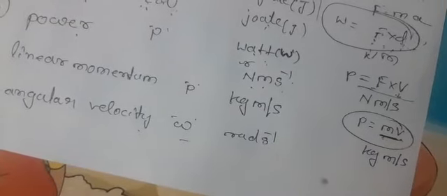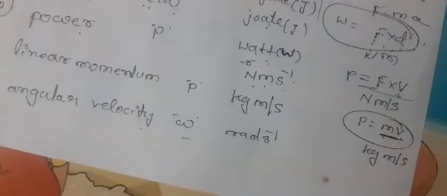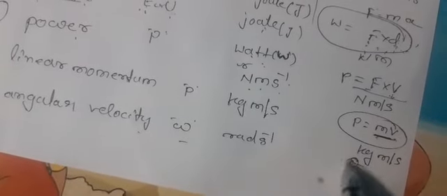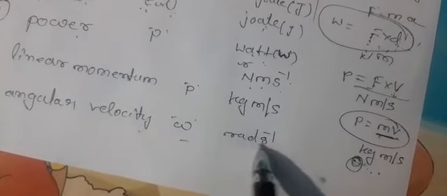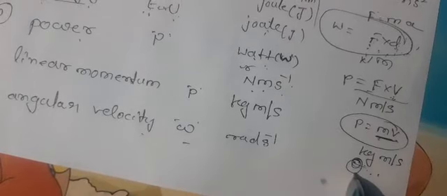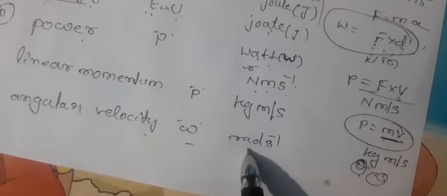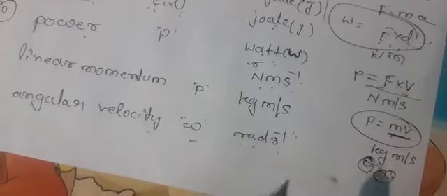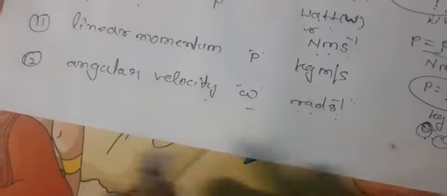Angular velocity means the particle moves in rotational motion. That means it is an angle. The angle is converted to radian. The distance is measured in radian, and the unit of time is second inverse. Radian second inverse is one of the derived quantities.